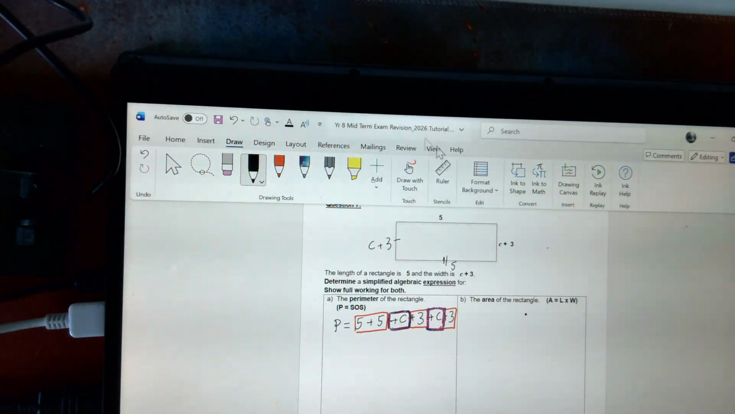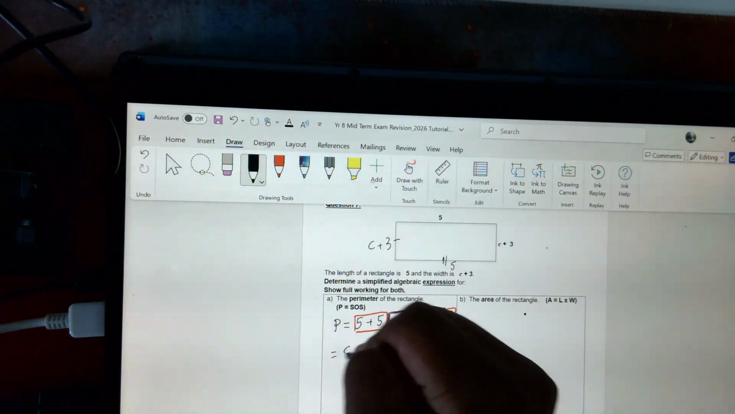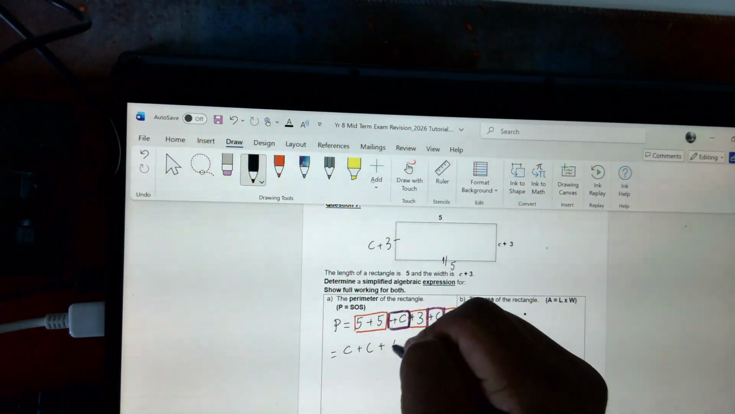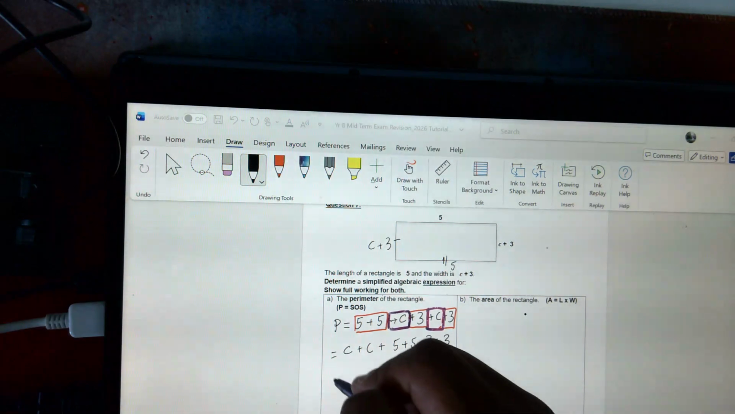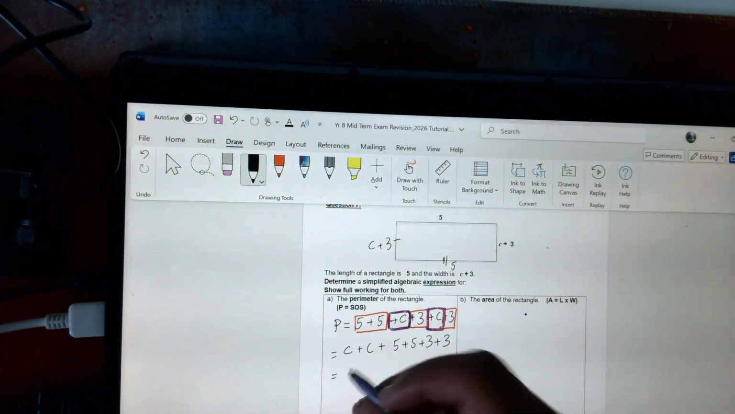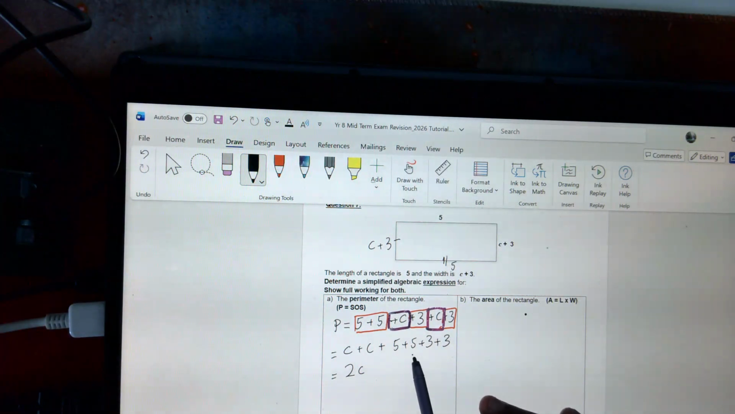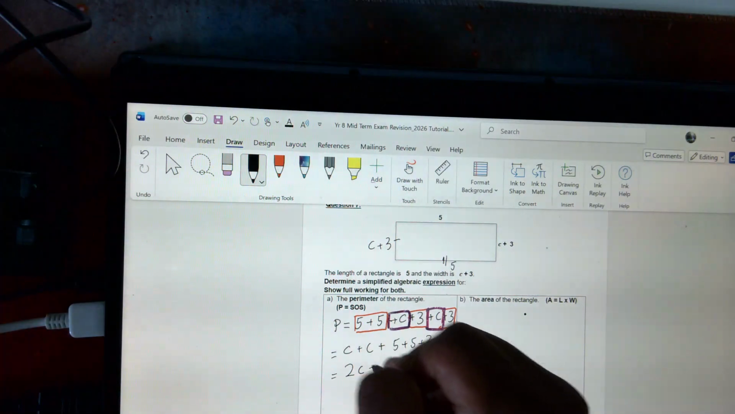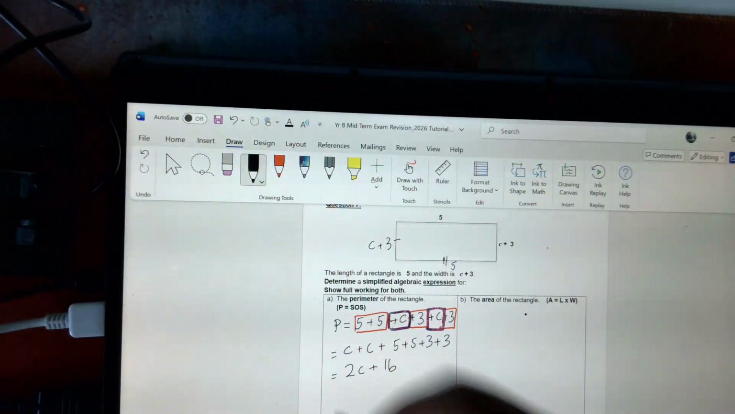So what I'm going to do is group like terms. If I go ahead and do that, I'm going to have c plus 5 plus 5 plus 3 plus 3. And I know when I'm adding like terms, c plus c is 2c, and then 5 plus 5 is 10, 10 plus 6 is 16, that's 2c plus 16. This is the expression for the perimeter.